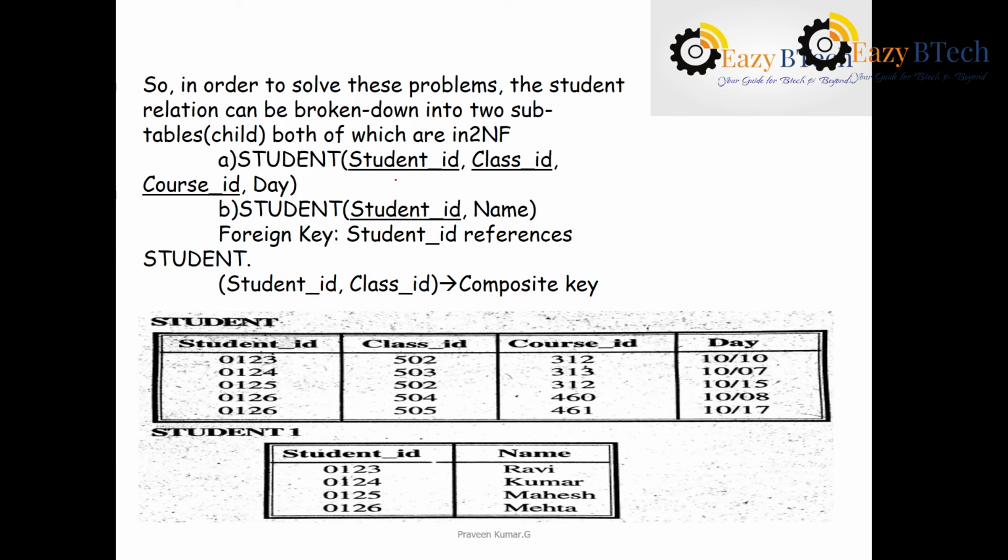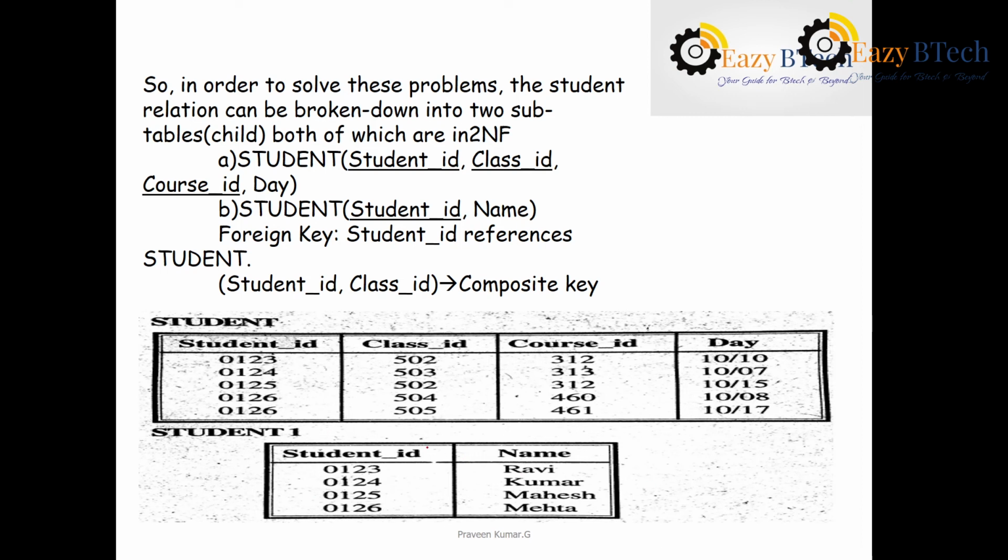two tables. We are decomposing into two tables. What are those? Student and student course. In the student course table we keep student ID, class ID, course ID and date. In the student table, we are dividing out student ID and name.